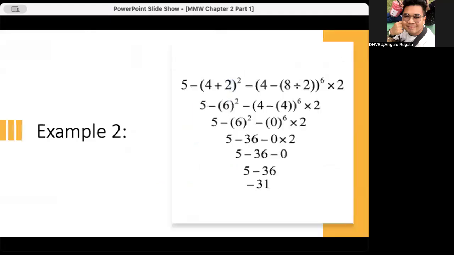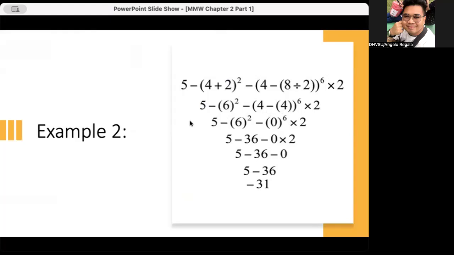Okay, next one. Example number 2, we have 5 minus the quantity 4 plus 2 squared, minus the quantity 4 minus the quantity 8 divided by 2, all of the quantity raised to 6, times 2. So again, we start with all of the numbers inside the grouping symbols. So we have 4 plus 2, that will become 6, as well as 8 divided by 2, it will become 4. Okay? So still we have numbers inside the grouping symbols. So that's 4 minus 4 will become 0.